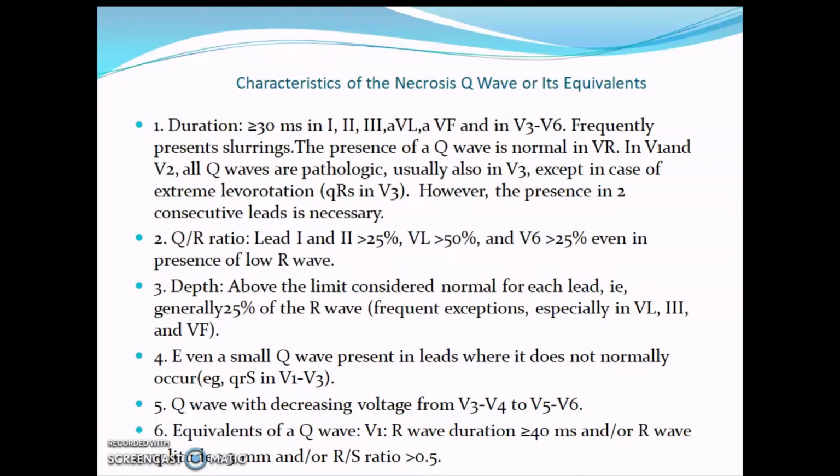But remember, Q waves in V1 to V3 are always pathological. A small Q wave is physiological in lateral leads. A wider and deeper Q wave, more than one-third of the R wave, is always a pathological Q wave. Wider, deeper Q waves are pathological, and Q waves in V1 to V3 are pathological. Small Q waves in lateral leads are physiological.